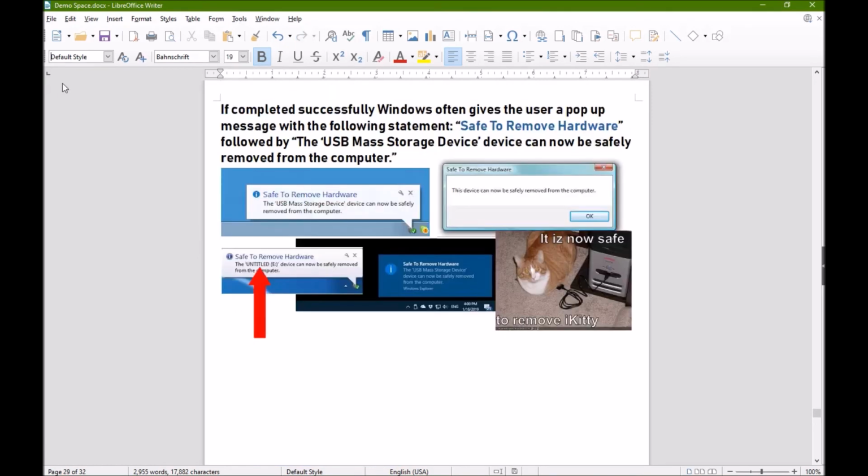If completed successfully, Windows often gives the user a pop-up message with the following statement: safe to remove hardware, followed by the USB mass storage device can now be safely removed from the computer. In some instances, if your USB is named, it will also give the name of the USB device and the drive letter that was assigned to it.